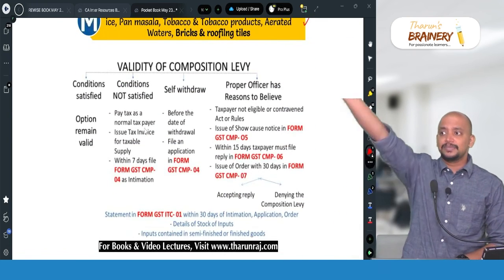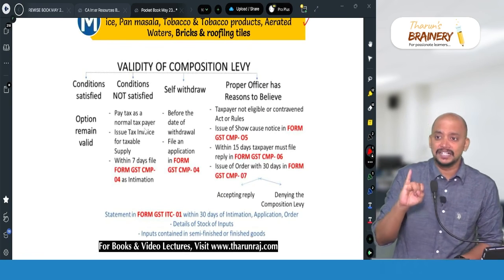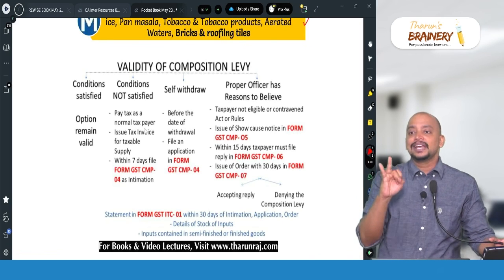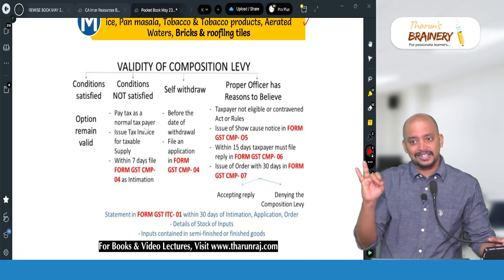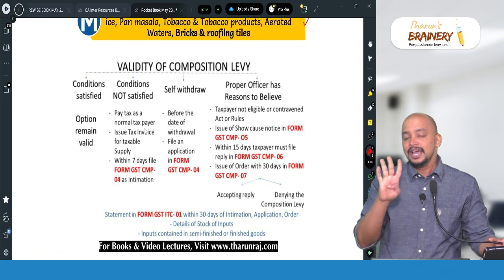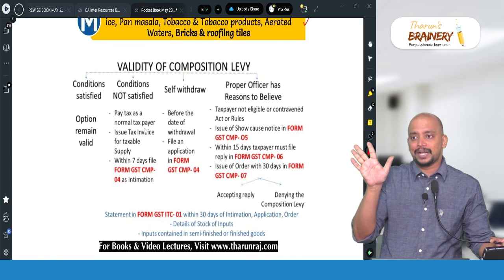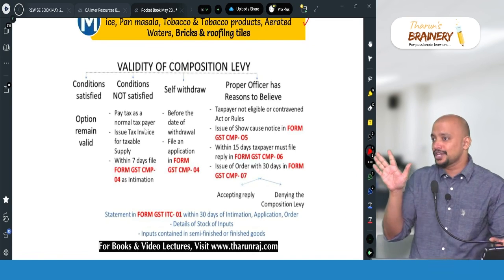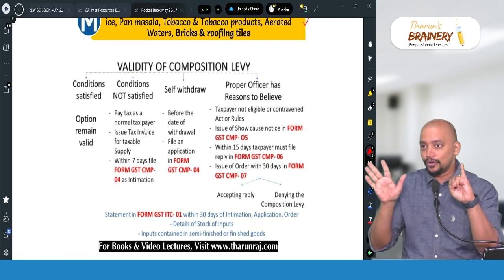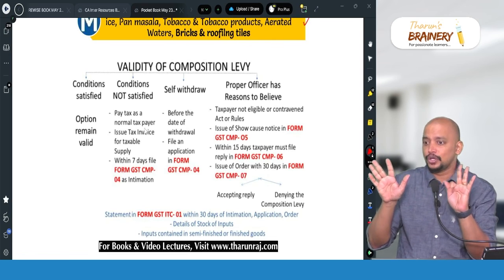So you need to remember who cannot opt for the composition scheme. Yes, 9 RCM. Yes, for supplier of service other than supply of food or beyond the 10% limit. Then N for non-resident taxable person. I, interstate supply of goods or services. Another N, non-taxable supplies. E, e-commerce operator, supply of goods or services through an e-commerce operator. R, RCM under 9(4). C, casual taxable person. M, manufacturer of notified goods.